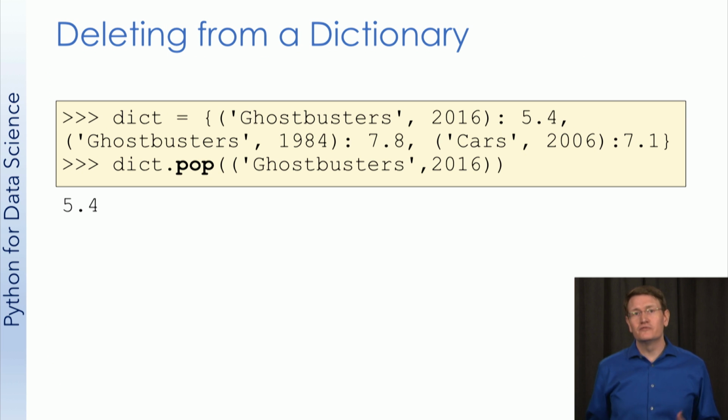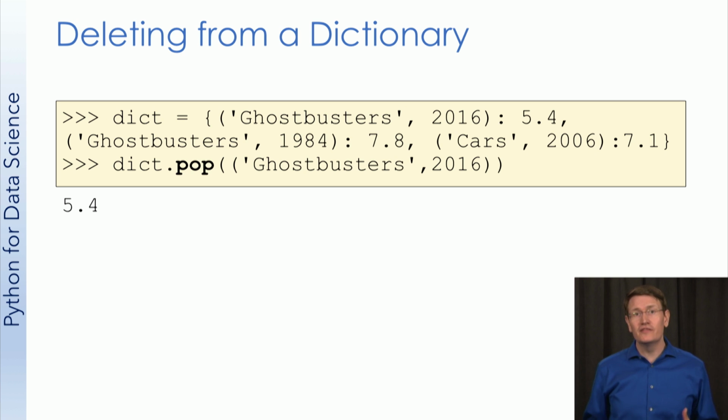We can also remove items from a dictionary. I've set up the dictionary to have all 3 movies from our last example. Then I use the method pop to remove from a dictionary. Here, I'm removing the 2016 Ghostbusters movie. Pop will return the value associated with the key, which is why it returned 5.4.